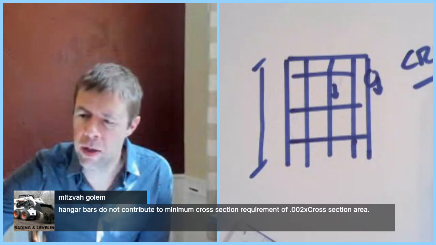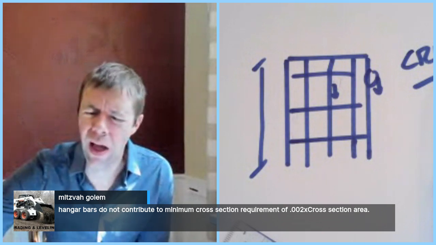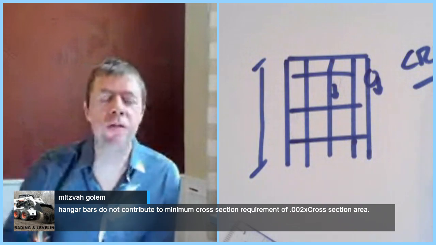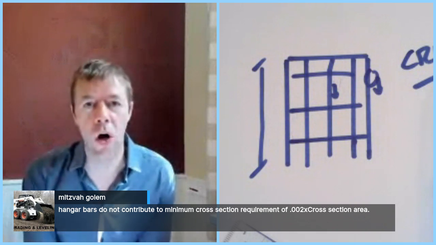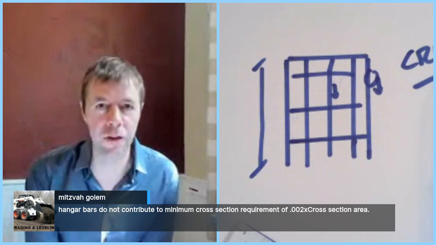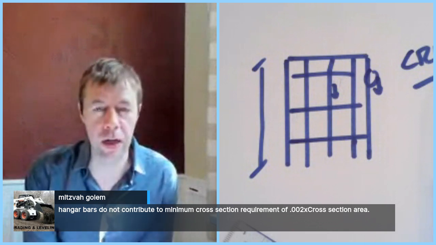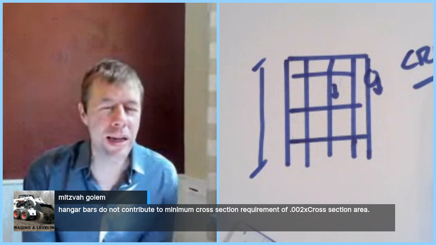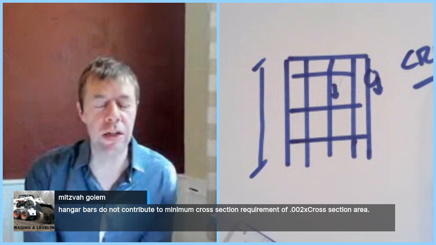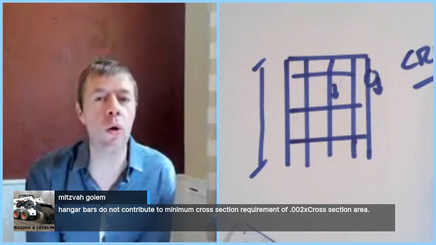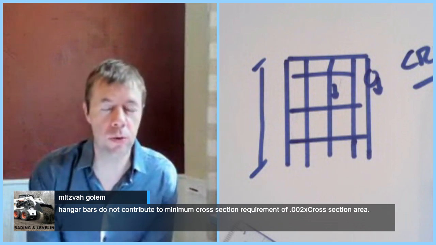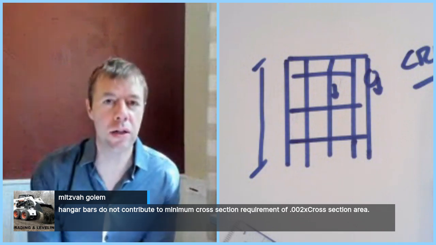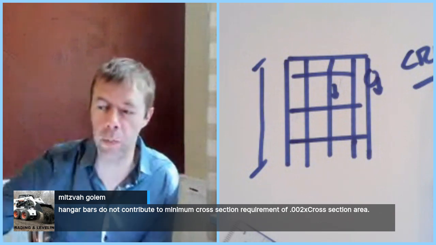Hanger bars do not contribute to the minimum cross-sectional requirement. I think you're talking about As min. You need to look up why As min is derived. It's derived to keep your structure from failing instantly once a crack forms. That crack would form on the tension face, not on the compression face. So that's why, with As min, you always need to go and look at why these things exist. The ACI commentary sometimes gives you lots of information. Sometimes textbooks will give you lots of information on why these different criteria exist and what they're trying to design against. That may give you some help.